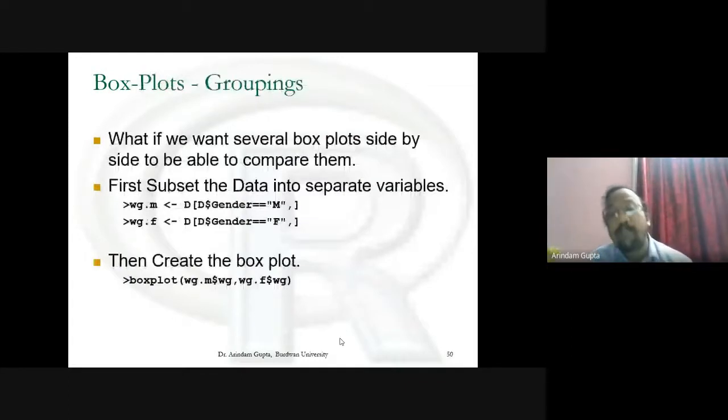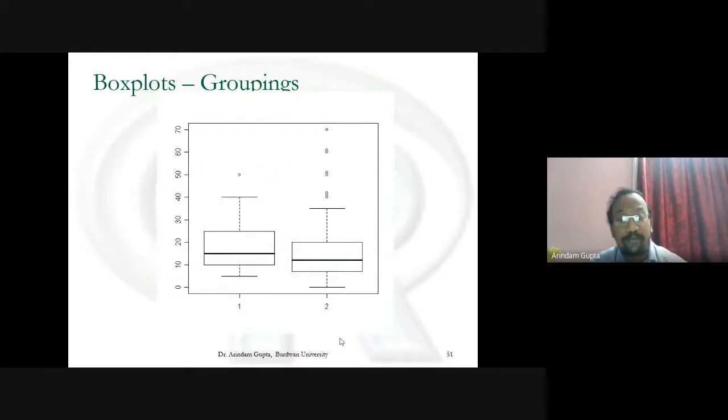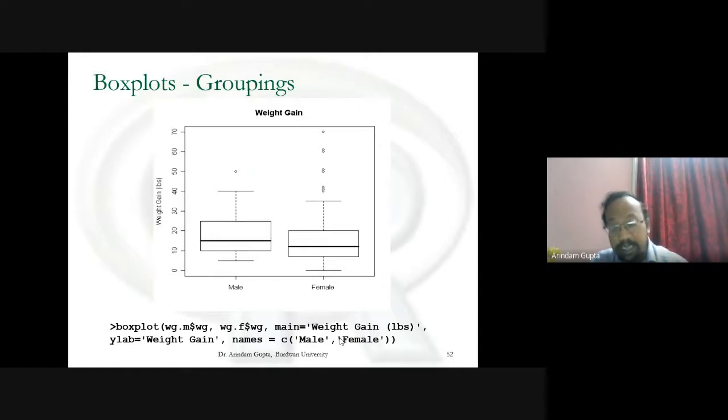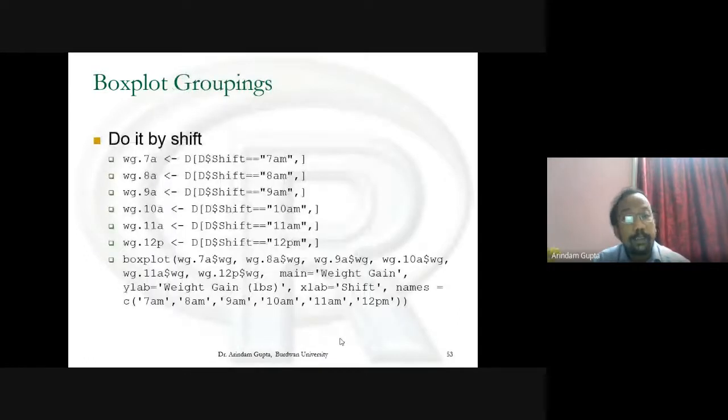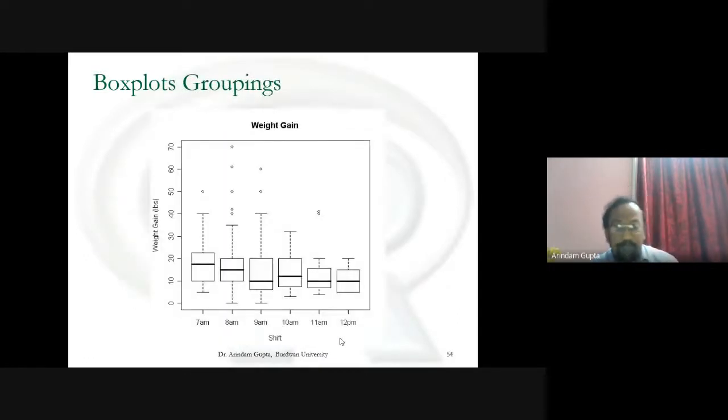If you want several box plots side by side to be able to compare them, first subset the data into separate variables for male and for female. Then create the box plot: within brackets, first variable name, comma, second variable name, then it produces this graph. Very useful for comparison purposes. You can change the title like this. So you can draw the box plots in the same graph for comparison purposes.